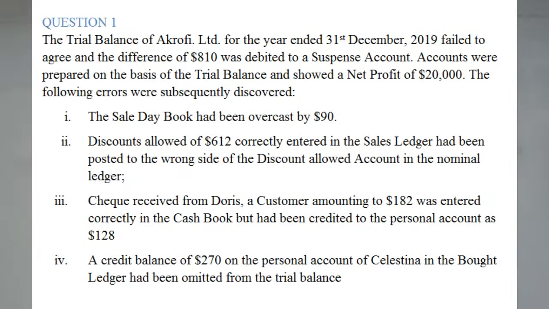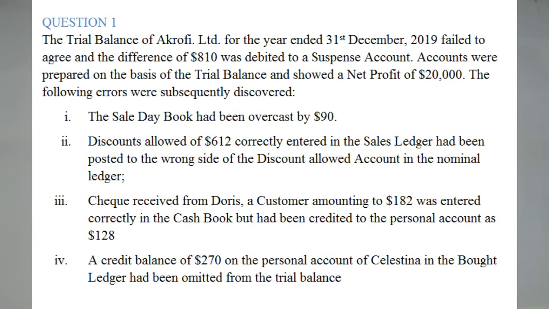The trial balance of Akrofi Limited for the year ended 31st December 2009 failed to agree, and the difference of $810 was debited to a suspense account. Accounts were prepared on the basis of the trial balance and showed a net profit of $20,000. The following errors were subsequently discovered. I. The sales day book had been overcast by $90. II. Discount allowed of $612 currently entered in the sales ledger had been posted to the wrong side of the discount allowed account in the nominal ledger.